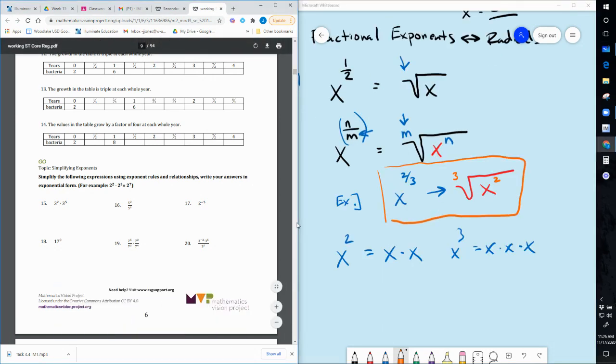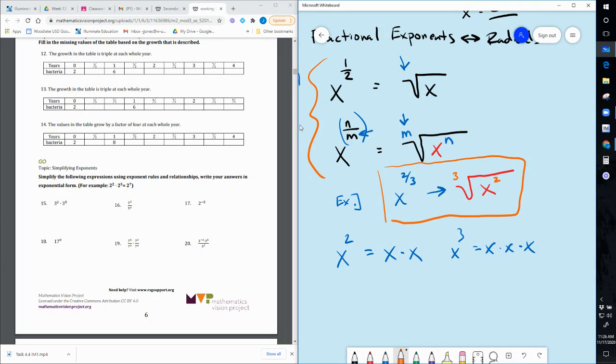So make sure you have those two rules in your comp book, and maybe this example.